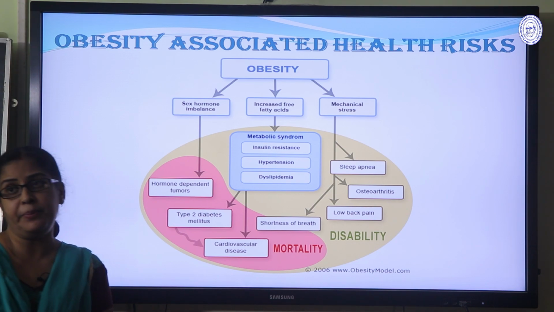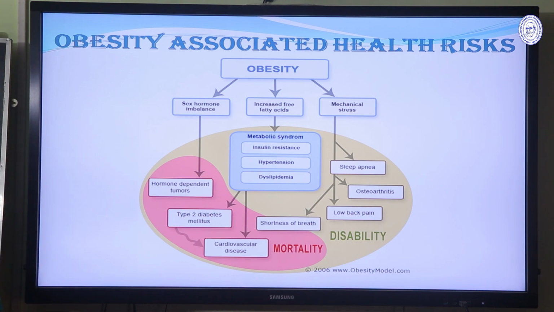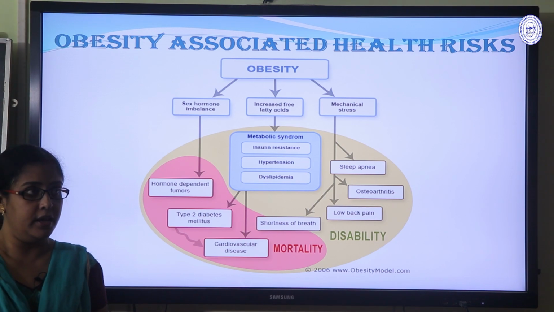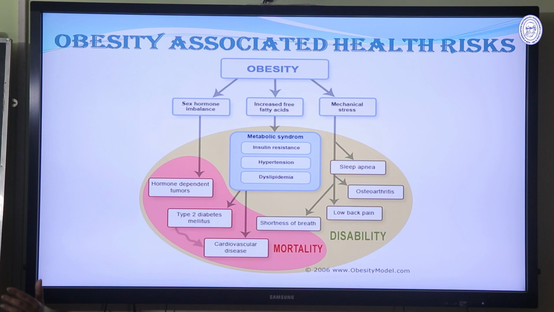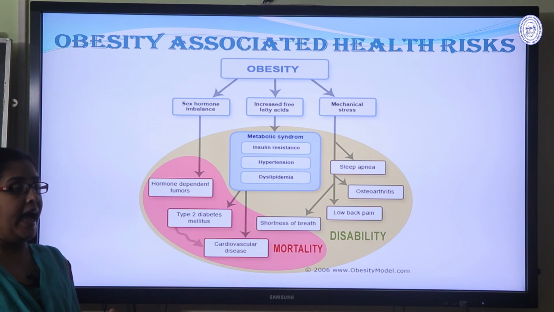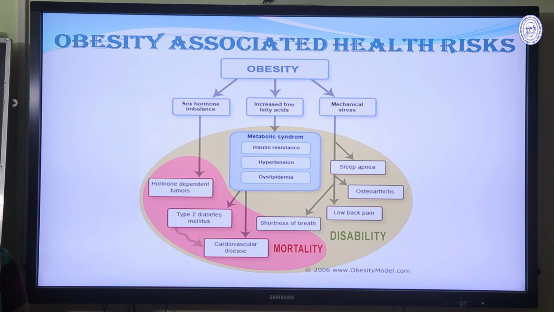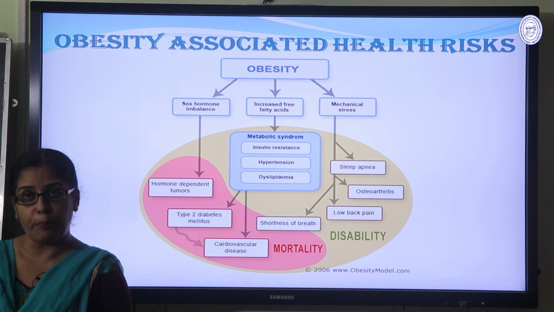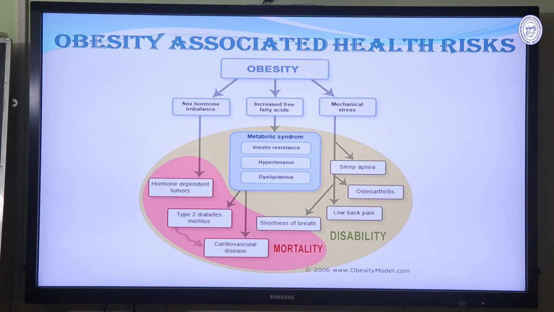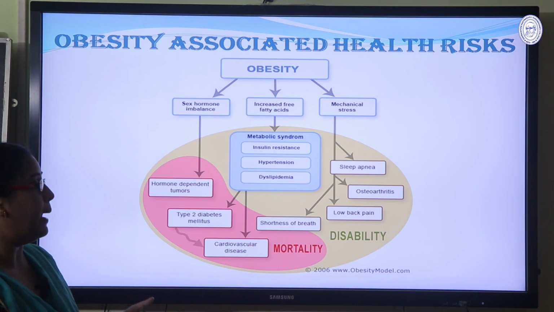What happens in sleep apnea? This is a transient situation when sudden stoppage of breathing occurs. Due to largely infiltrated fat in the abdomen, this person cannot breathe in, breathe out properly, and the diaphragm cannot expand properly, and suddenly it restricts the inhalation of air for a transient situation. This is known as sleep apnea.